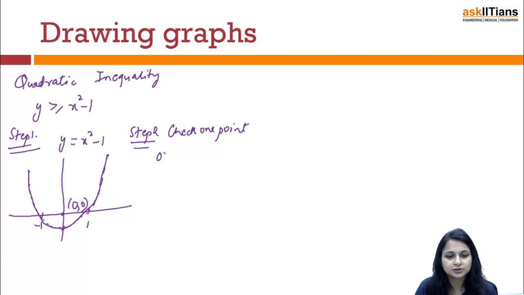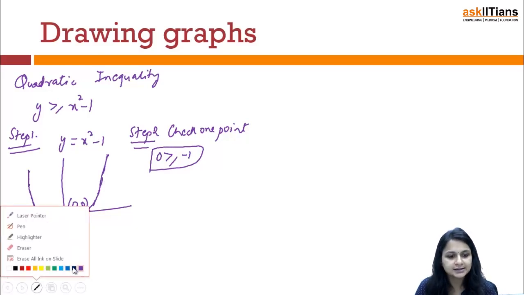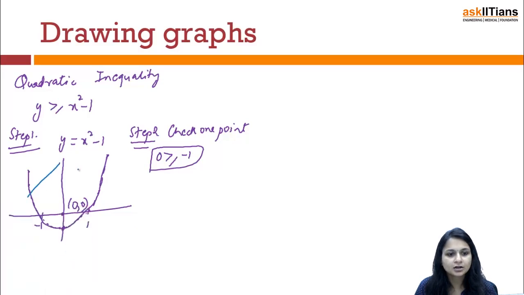If I put origin, this becomes 0 greater than equal to 0 square minus 1. Yes, this is true. So that means this is satisfying the solution of y greater than equal to x square minus 1. So here I will have the solutions as this, inside the parabola and also including the points on the parabola. So this is representing the complete solution.